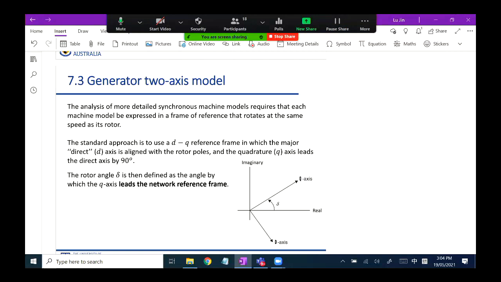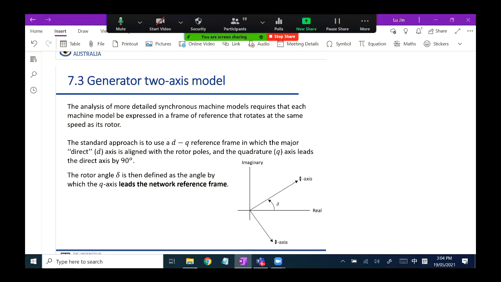For this part, we are going to introduce another model, the two-axis model, which is also related to the transient stability analysis for the power transfer system. In this case, you can see we are going to introduce two coordinate systems to the same power system to do the analysis. First of all, we need to understand why we have to do that.